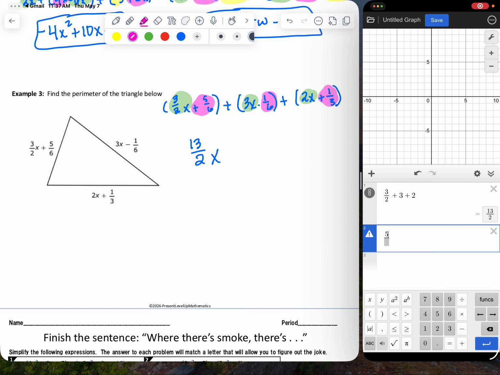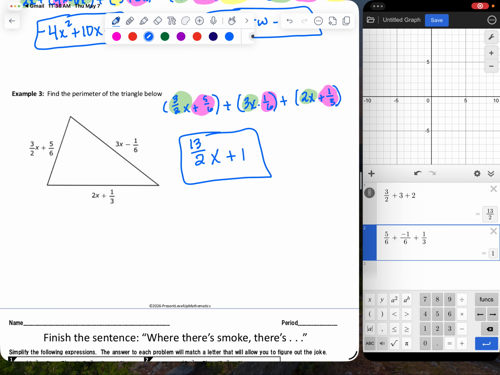Now, let's identify our constant terms here, and we're going to add these together. So, 5 over 6 plus, oh, I'm sorry, that was negative 1 over 6. Got to be careful on the symbols there. Negative 1 over 6, side arrow, and plus 1 over 3. And that actually added up to a whole number, so positive 1. So plus 1. And this would be a final answer if we found an expression to represent the perimeter of the triangle. And that concludes today's lesson, addition and subtraction of polynomials.